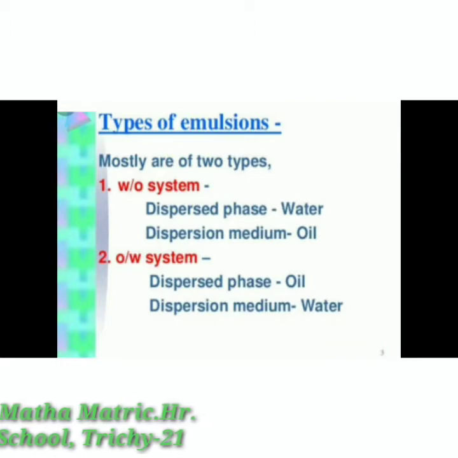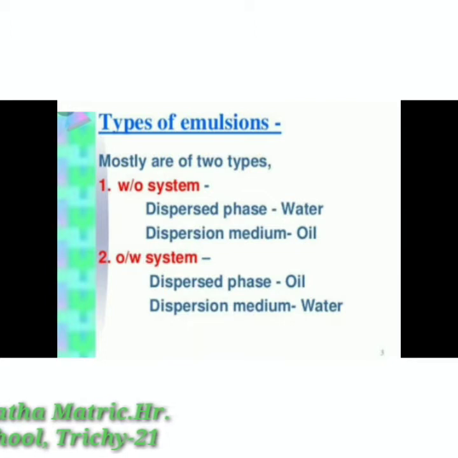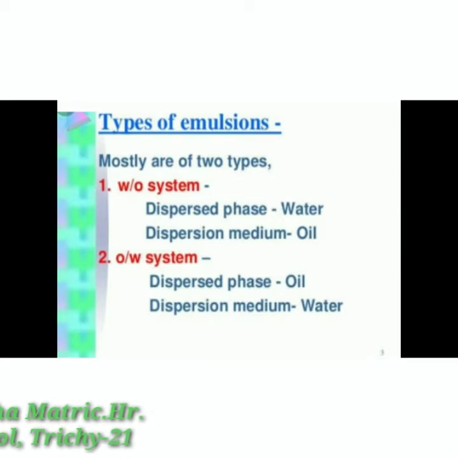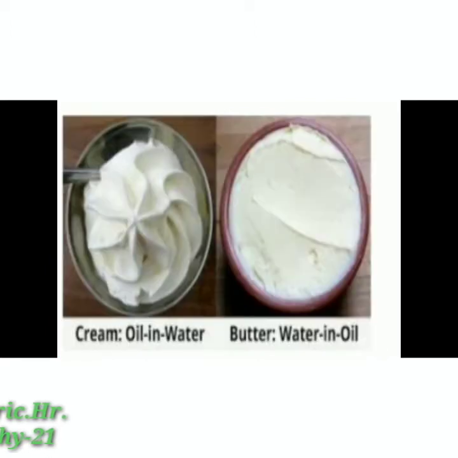Emulsions are two types. The first one, water in oil. Second one, oil in water. In the water in oil type, dispersed phase is water and dispersed medium is oil. And then in the oil in water system, dispersed phase is oil and dispersed medium is water. In oil in water, example is cream, and in water in oil, example is butter.